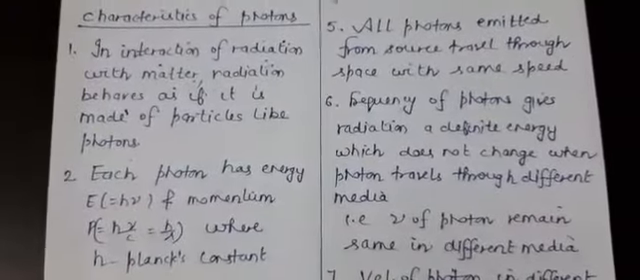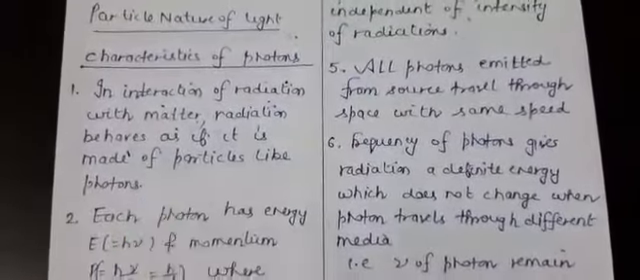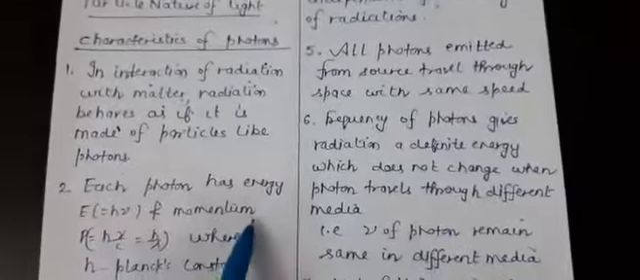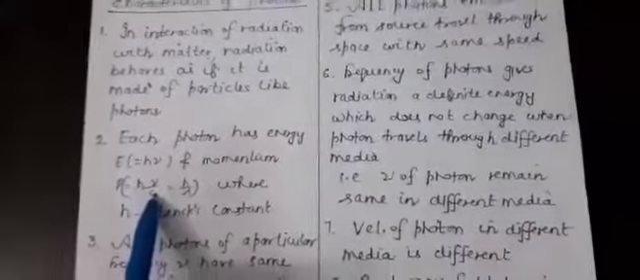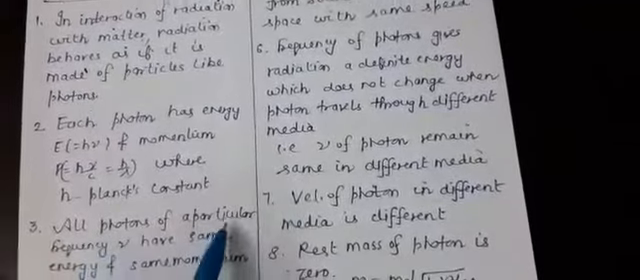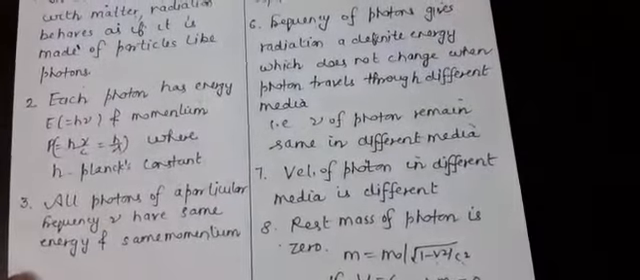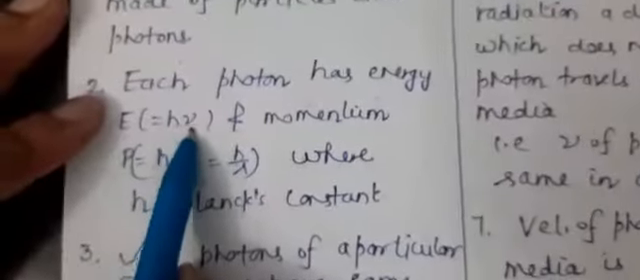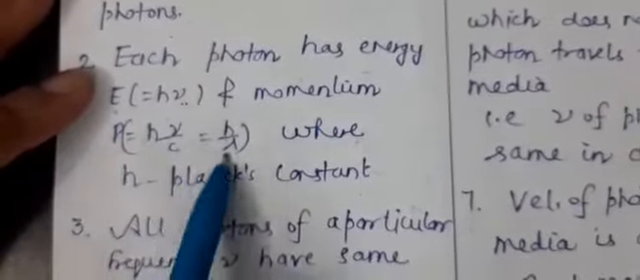So radiation जब matter के साथ interact करती है तो ऐसा it just gives an indication that it is made of photons. And whatever photon we are taking, it has certain energy and momentum. Energy will be h nu and momentum will be h into nu upon c, mass into velocity, where h is the Planck's constant. All photons of a particular frequency have the same energy and the same momentum. As we know, for a particular frequency energy is h nu, so it will be the same, and for the same frequency momentum will also be the same.